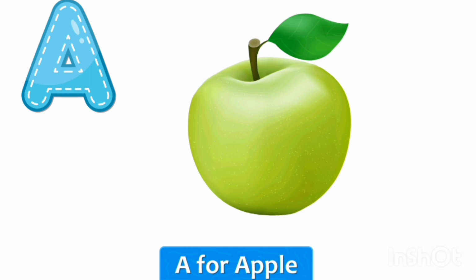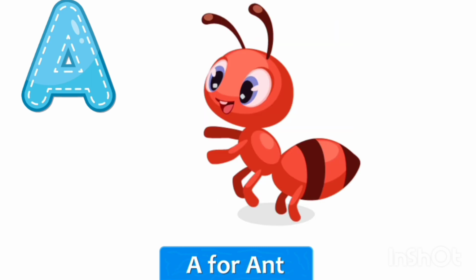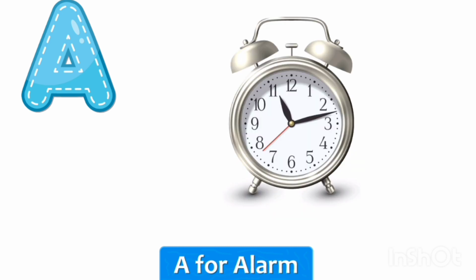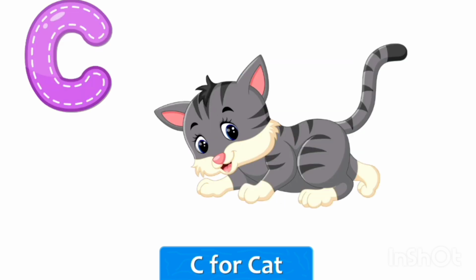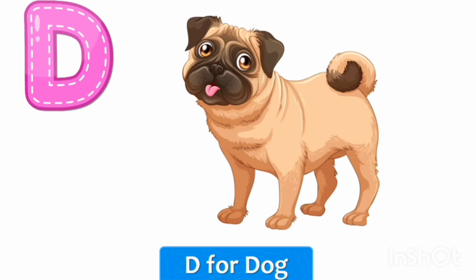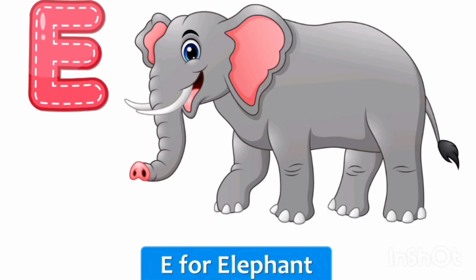A for apple. A for ant. A for alarm. B for ball. C for cat. D for dog. E for elephant.